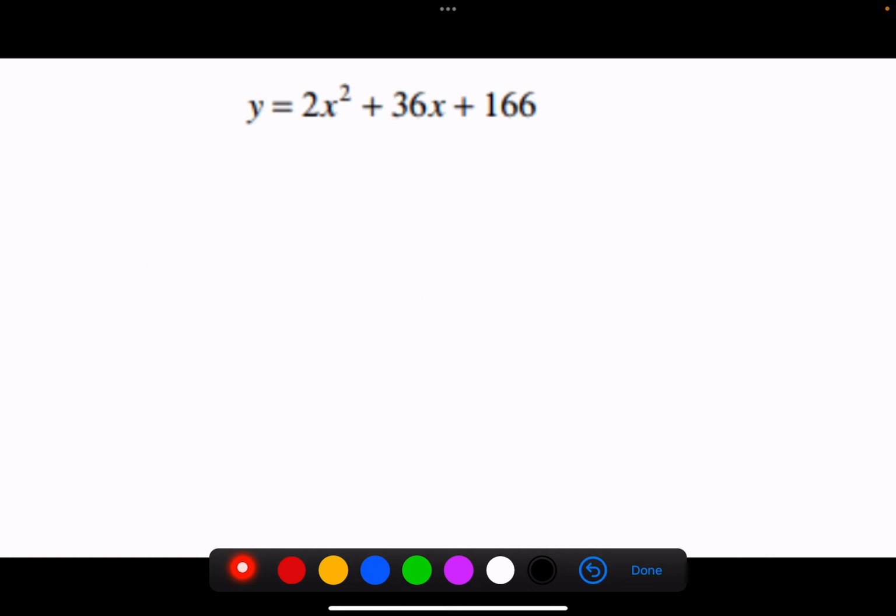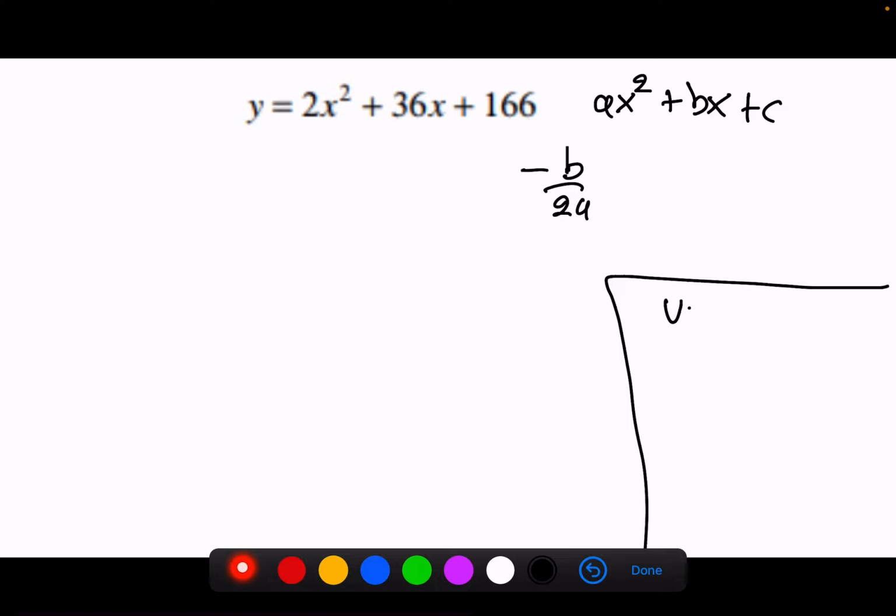So here we have y is equal to 2x squared plus 36x plus 166. So this is also in the form of ax squared plus bx plus c. So we can use negative b over 2a. Let me put a space here where we can put our answer. So that is the vertex. And then over here we're going to have the axis. Sorry, let's not get too far here. Let's first solve for the vertex. So go ahead and do that.